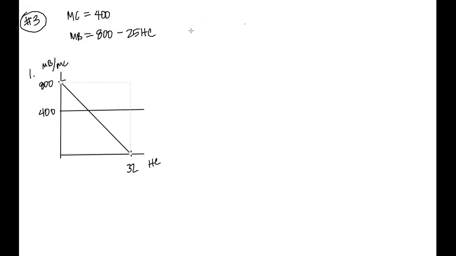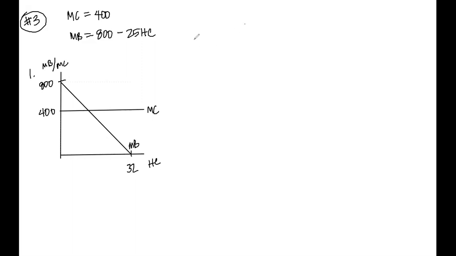So that's almost all we needed for the graphs. We should probably label them. So MC and MB. And now those graphs are complete. So that was all that was needed for number 1, graph MB and MC as a function of HC. So then it says calculate the optimal level of human capital investment HC.